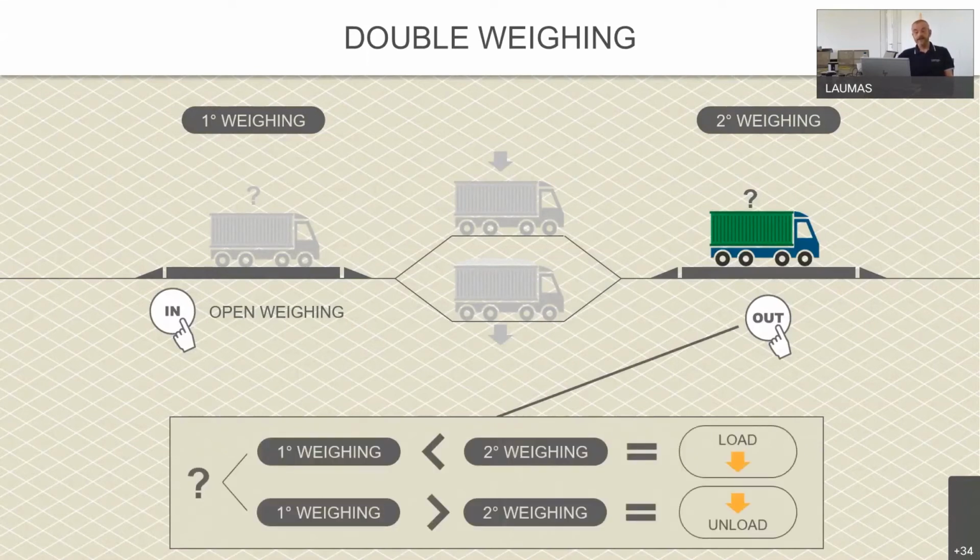Obviously, if the difference between In and Out is major, it means that the truck has been loaded. If minor, that it has been unloaded. So this is the function that you need to use and to select in case a truck is not registered in our database.